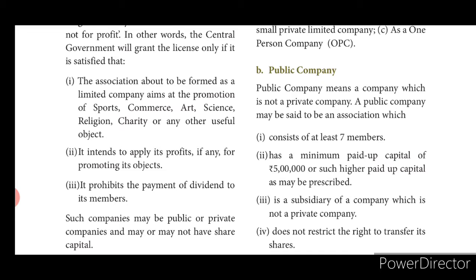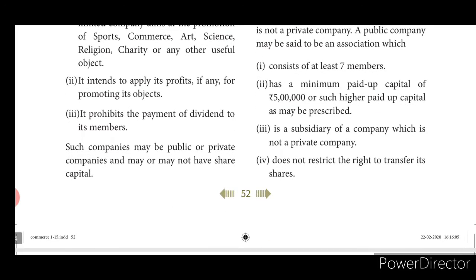Okay, it has a minimum paid up capital of 5 lakh or such higher paid up capital as may be prescribed. So it should be more than 5 lakh. If it is a public company, then a paid up capital of more than 5 lakh should be there as a minimum. Okay, it is also a subsidiary of a company which is not a private company. It does not restrict the right of transfer of shares. Very simple this is, isn't it? In a private company, the transfer of the shares is restricted.